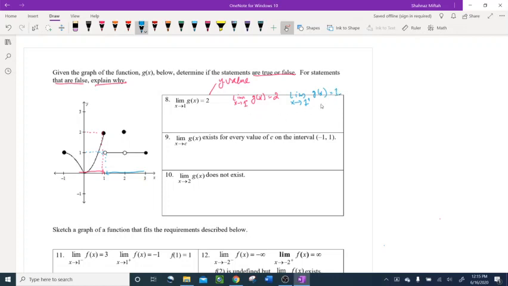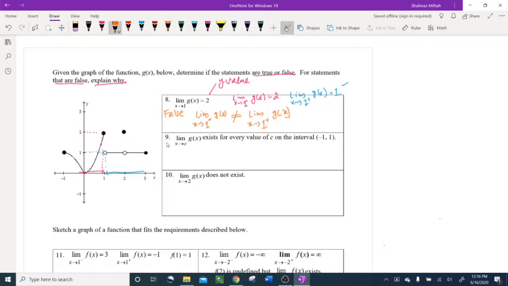So you can tell the limit from the left and the limit from the right are not the same y values. This is 1 and that one is 2. It means the limit does not exist. That's false. And since they said when it's false, explain why. So I'm going to say limit x approaches 1 from the left of g of x is not equal to limit x approaches 1 from the right of g of x. That's my explanation. Done. Let's try the next question.